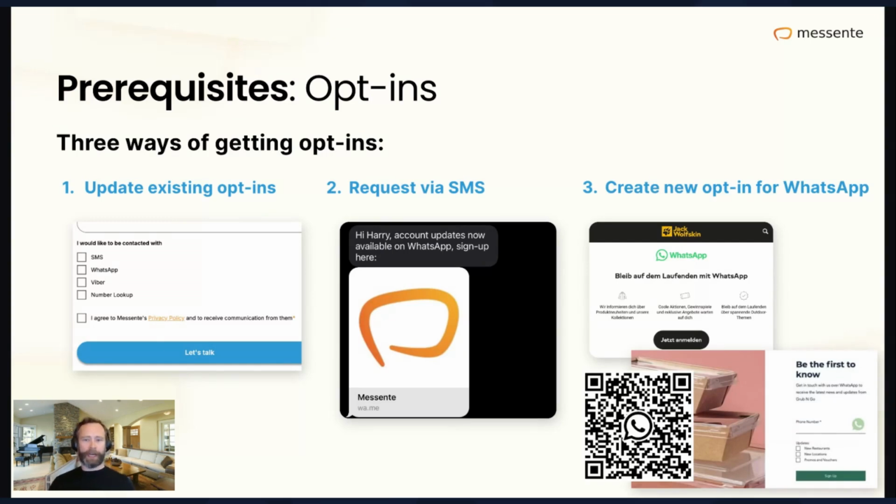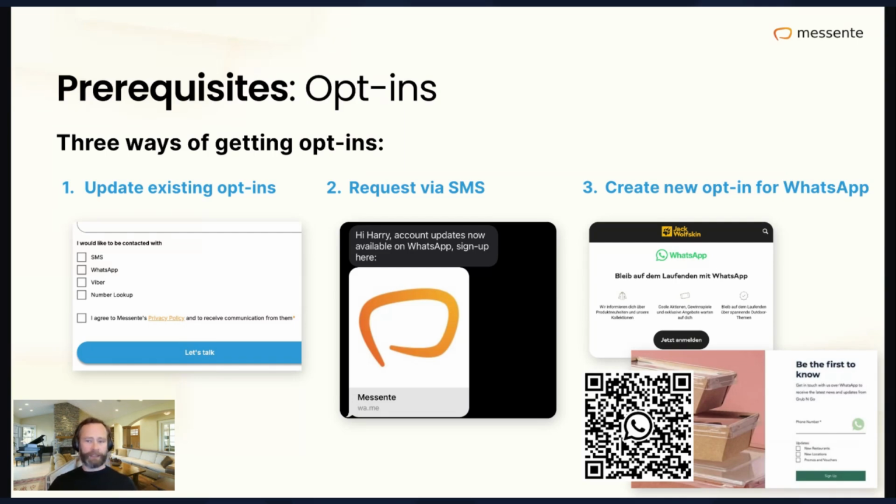Now, lots of ways of achieving that. If you've got an existing opt-in process, then updating that to include WhatsApp is probably the most straightforward. So whether that's a form a bit like this one, where you can check the channels that you're interested in being contacted on, and you could add WhatsApp to that. You could also add WhatsApp named on a more general privacy policy or communication policy, and cover it that way.